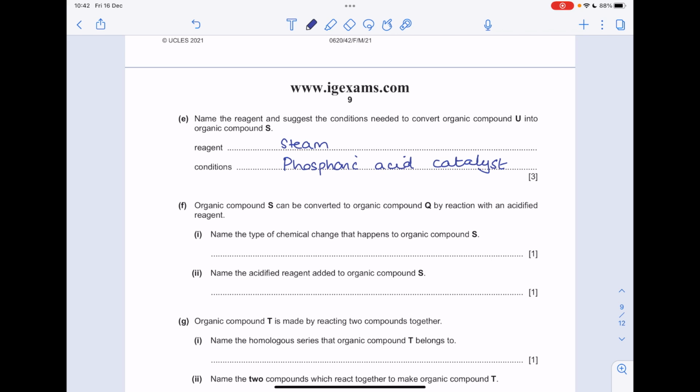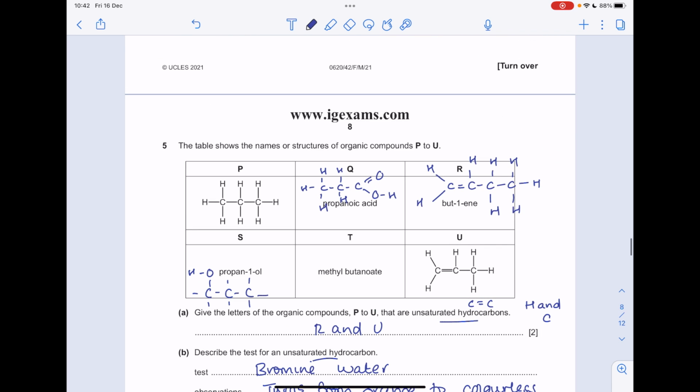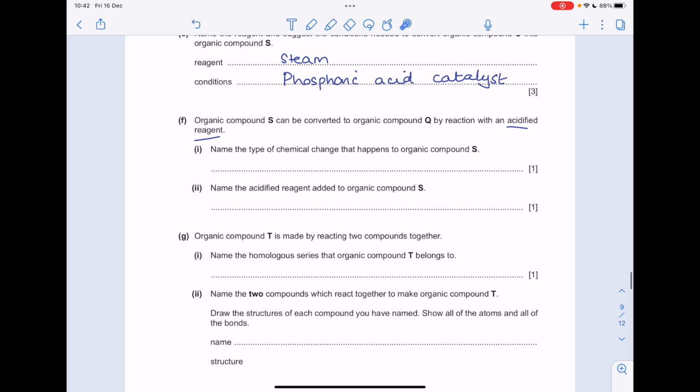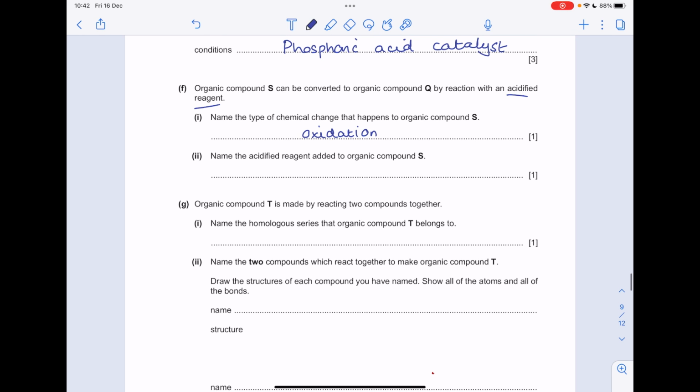Organic compound S can be converted to organic compound Q by reaction with an acidified reagent. Name the type of chemical change that happens to organic compound S. So we're going from S to Q, so an alcohol to a carboxylic acid. This is an oxidation reaction. It happens naturally. Microbial action on wine will turn it into vinegar. But they've asked us for the acidified reagent, which is potassium manganate(VII).